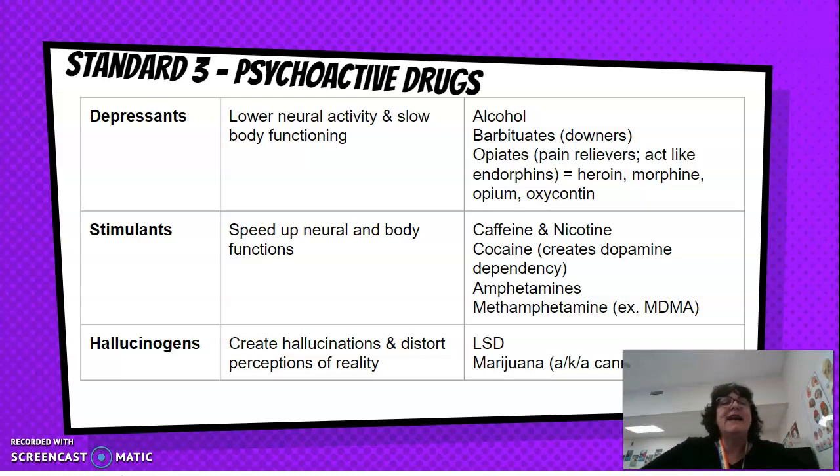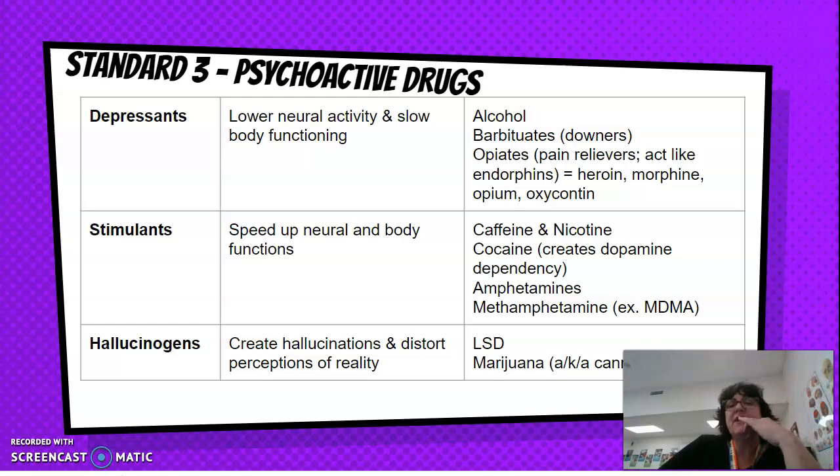For psychoactive drugs, know the categories: depressants, stimulants, and hallucinogens, and then know what they do. So depressants, I always say they slow you down. They lower your neural activity, so there's less brain activity, and your body's functioning slows down. Know what depressants are. Alcohol is a depressant. Barbiturates, they're called downers, and tranquilizers, sedatives, those kinds of things all fall under depressants. Know your opiates, and opiates depress your pain. That's what I like to say. They act like endorphins in your body.